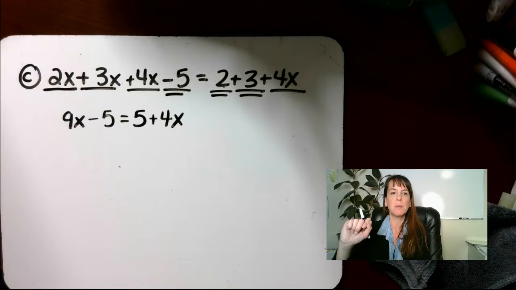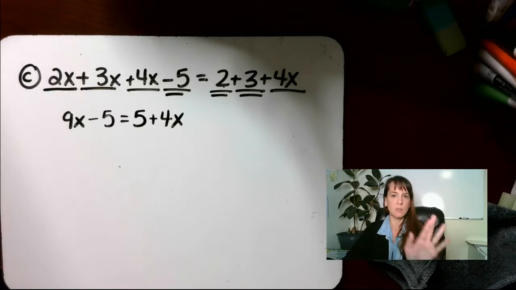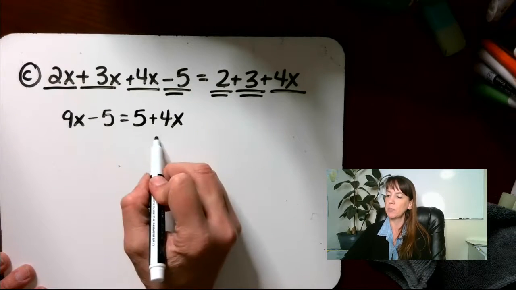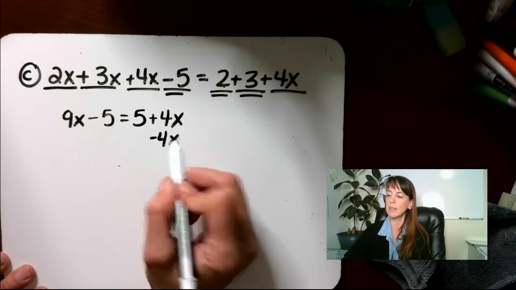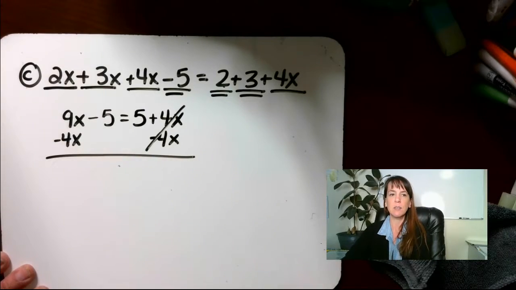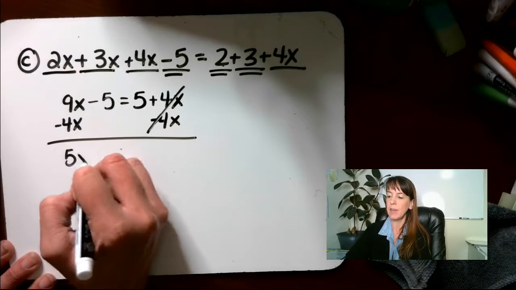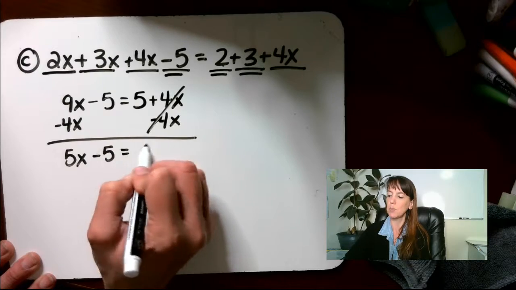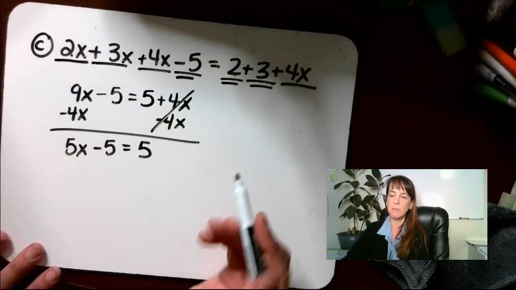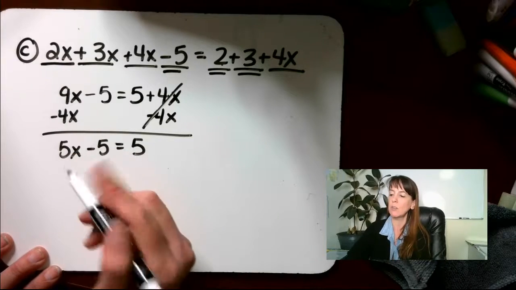Now we're in a position to be able to move things from one side to the other. I want to take this 4x and move it over here so I can group those together. I'm going to do minus 4x, minus 4x. That way on this side it cancels out, and I'm left with 5x minus 5 equals 5. Now I'm in a position to get this chunk with the variable by itself by moving this chunk over to the other side.